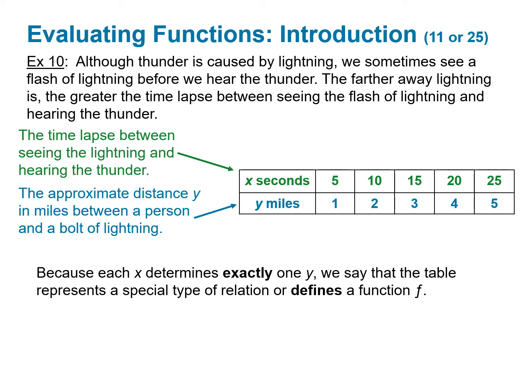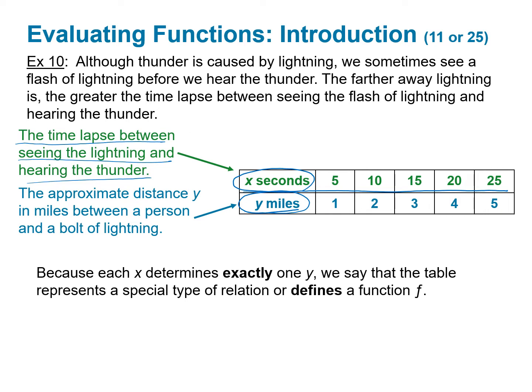Although thunder is caused by lightning, we sometimes see a flash of lightning before we hear thunder. The further away lightning is, the greater the time lapse between seeing a flash of lightning and hearing thunder. The time lapse between seeing lightning and hearing thunder in seconds is given as x, and the approximate distance y in miles between the person and the bolt of lightning.